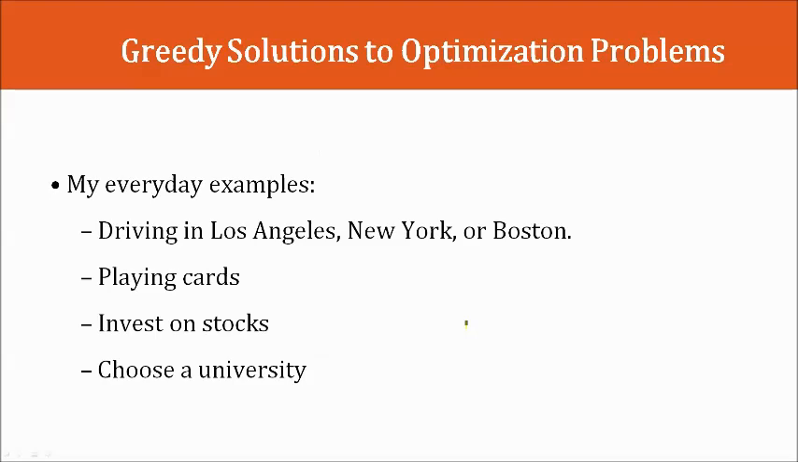So again, this is just an example. My everyday example for the greedy solution to optimization problem is driving in Los Angeles, New York, or Boston. We have playing cards, investing in stocks, and choosing a university. So this is just an everyday example of greedy solution. Of course, when you say greedy solution, you're going to select the best, what you know best.